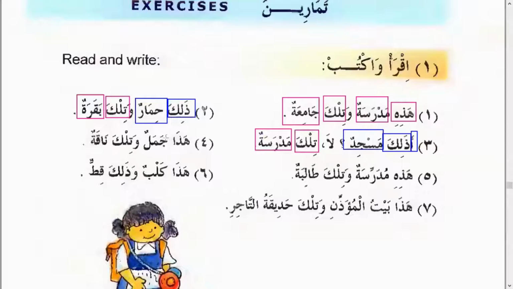Hadha jamalun. This is a camel. Masculine. Wa tilka naqatun. Tilka. Naqa. And that is a female camel. Naqa is a female camel. Because jamalatun, we don't say jamalatun. We say naqatun. Naqatullahi. It comes in the Quran, right?